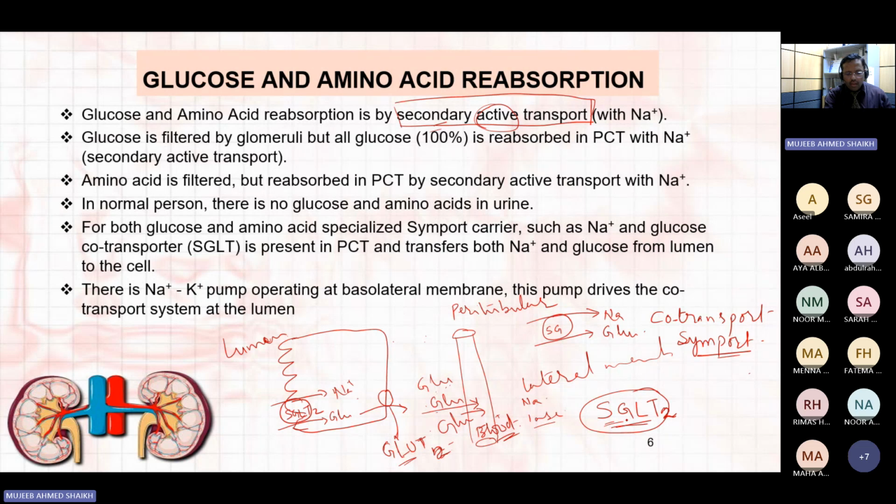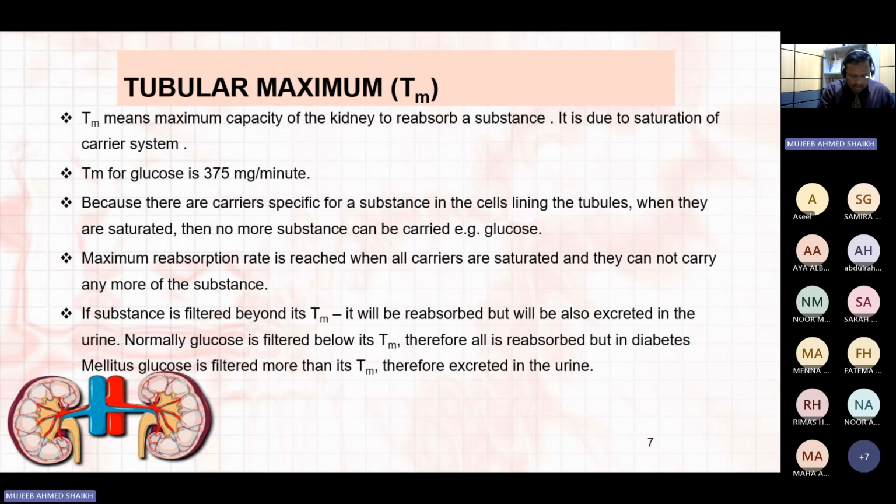Now, how much quantity is absorbed in the PCT? In the proximal convoluted tubule, 100% of the glucose is reabsorbed. Okay, 100%. It should not go to the second part. Now coming to the terminology known as tubular maximum. Tubular maximum is the maximum capacity of the kidney to reabsorb a specific substance. The capacity of the kidney to reabsorb glucose is 375 milligram per minute.